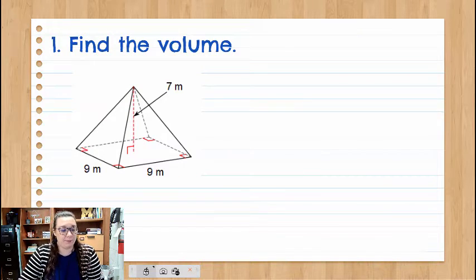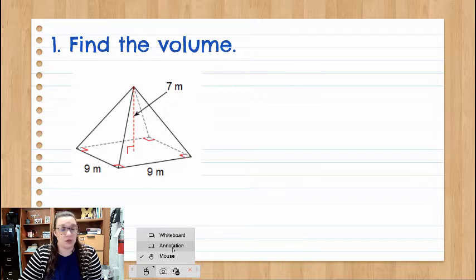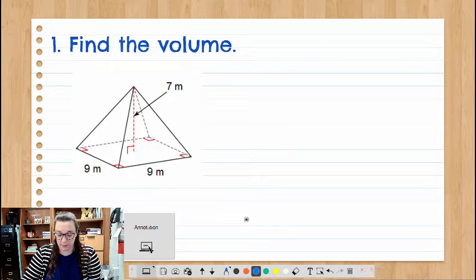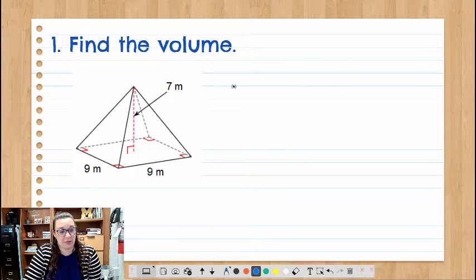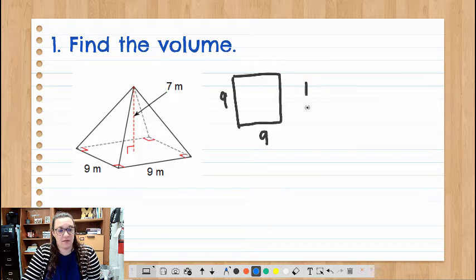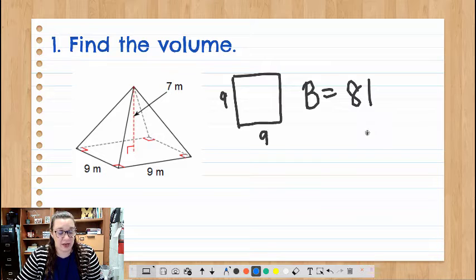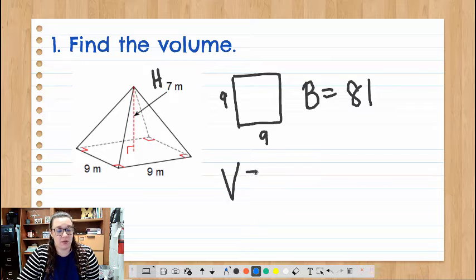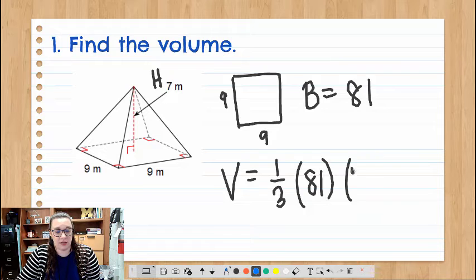Let's look at this first one. So we've got a square pyramid here. I noticed that because the base is 9 by 9, it's a square. So we need its area, and I usually draw it separately, so I will. It's 9 by 9. And the area of that is 9 times 9, or 81. We also need the height of the pyramid, which right there is 7. So height is 7, and we plug it all in with volume. Volume equals 1/3 area of the base times height.